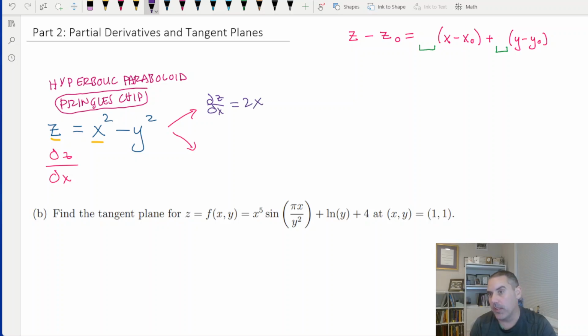That means the slope in the x direction. I'll show you some visuals of that in a moment. But it means if you just turned it into a 2D problem, replace y with a number, then this would give you the slope. I'll show you that in a second. The slope in the y direction does the same thing, but treats x like it's fixed. It's going to be negative 2y, no problem.